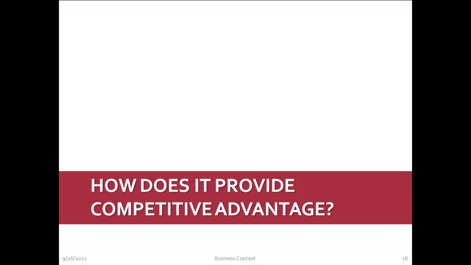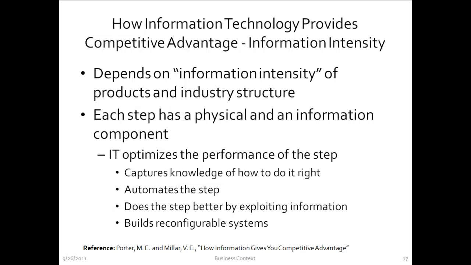Having explained how businesses seek to gain competitive advantage, we will now look at how IT can help in the process. So here's how to think about information technology and competitive advantage. Basically, the ability of IT or computing to provide competitive advantage depends on what is known as the information intensity of the firm's products and of the firm's industry structure. So if a product has high information intensity, IT can provide great value. If the industry structure has high information intensity, then IT can provide competitive advantage.